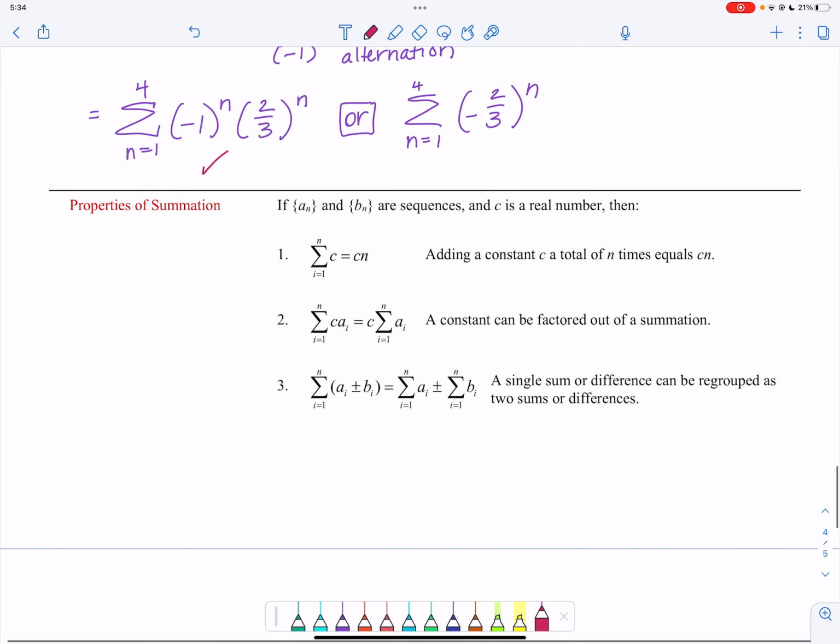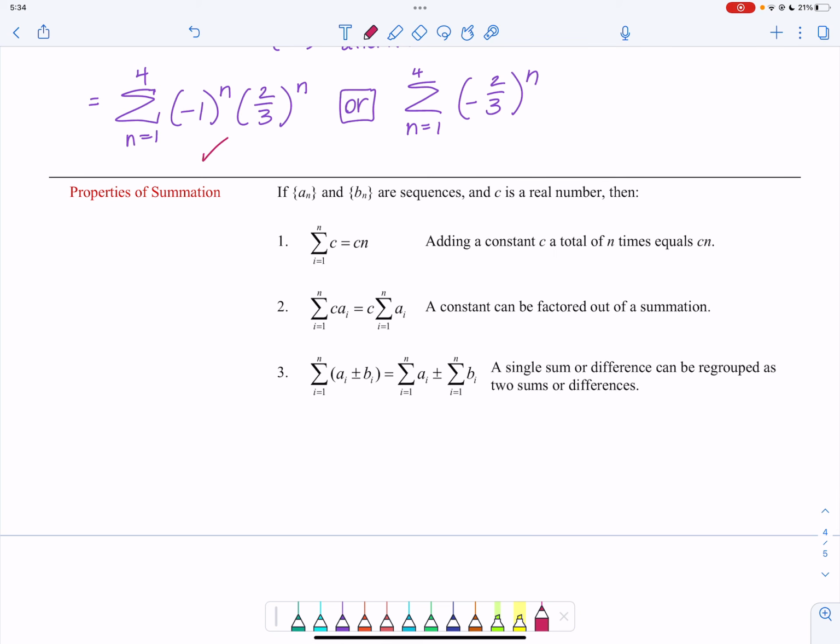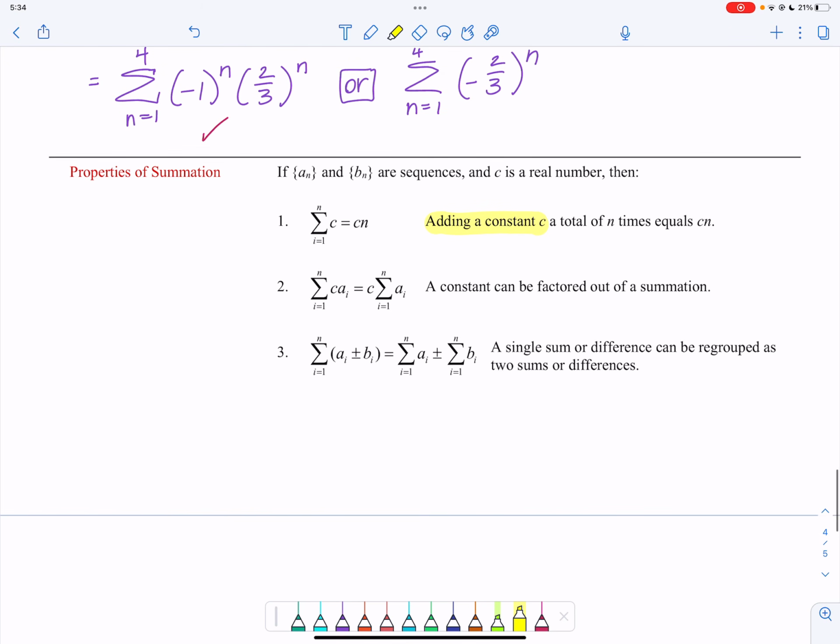Okay, let's look at some properties of summation. And these properties are quite interesting, and this is where we will end this section. This coefficient here, you can add a constant c a total of n times, and that will equal cn. And so a constant can also be factored out of a summation, and a single sum or difference can be regrouped as two sums or two differences.